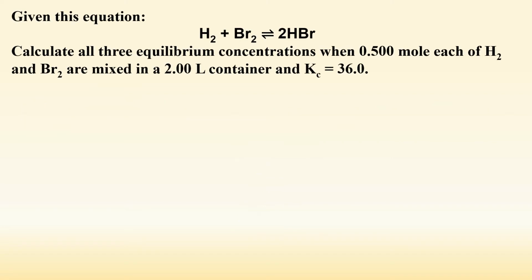Equilibrium concentrations, part 2. Given this equation, H2 plus Br2 is in equilibrium with 2HBr. Calculate all three equilibrium concentrations when 0.500 mole of each of H2 and Br2 are mixed in a 2.00 liter container and a Kc value of 36.0.